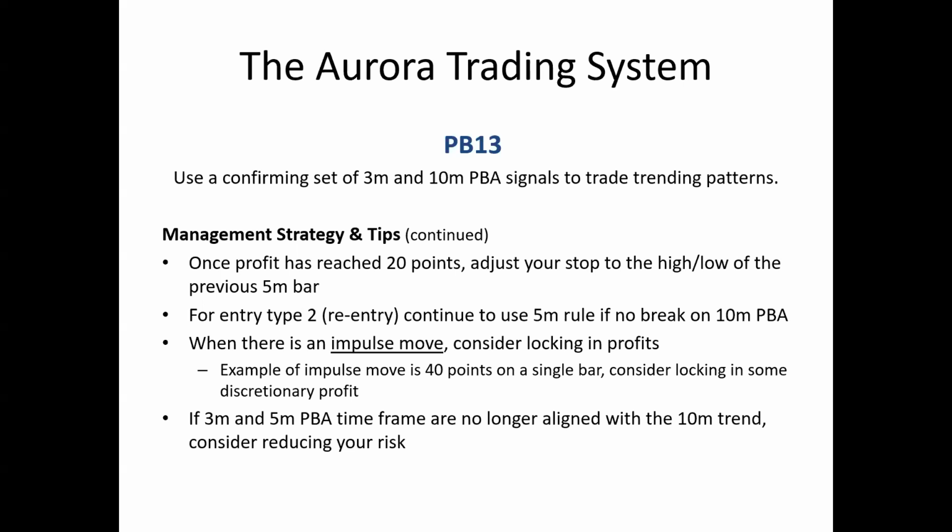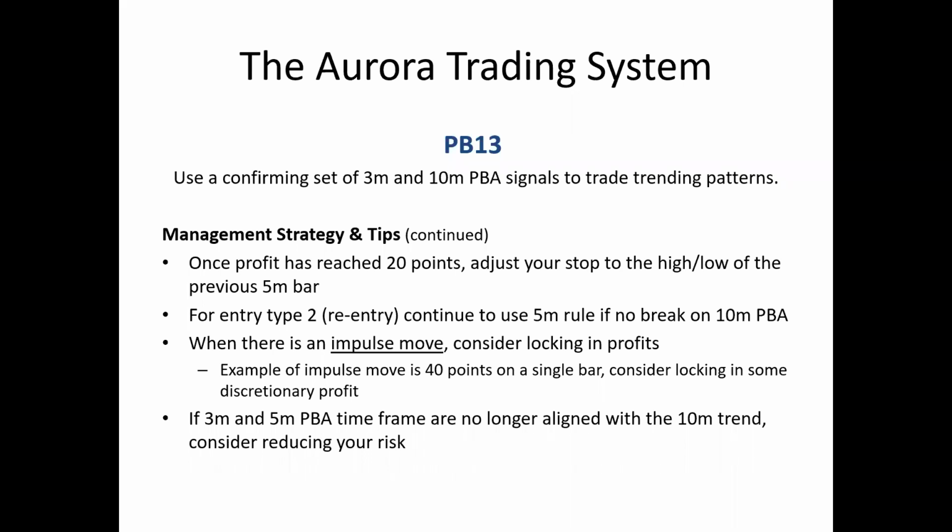That's my belief. So an example of an impulse move is it moves 30 or 40 points on a single bar. Just consider locking in some discretionary profit. Even if it was to lock in a break even, so you can't lose on the trade, but you don't want it to move 40 points in your favor and then come back and take you out for a 30-point loss.